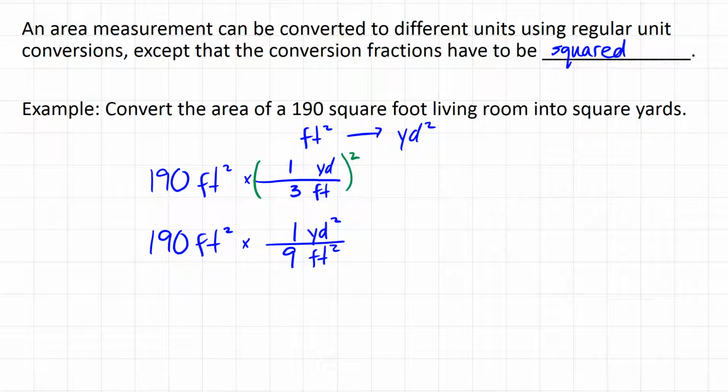I can do my unit conversion. My feet squared are going to cancel with my feet squared, and I'm going to be left with yards squared. So I have 190 divided by 9, and I'll have to round to 1 decimal place, is 21.1 square yards.